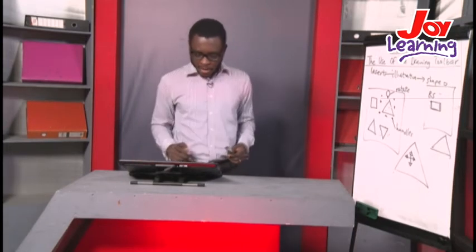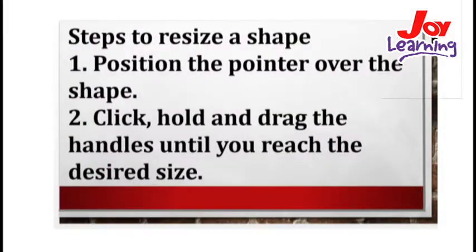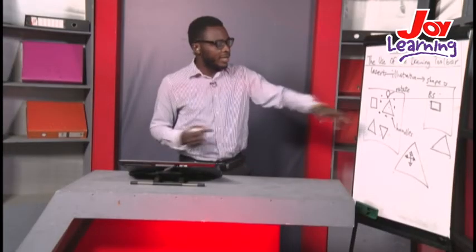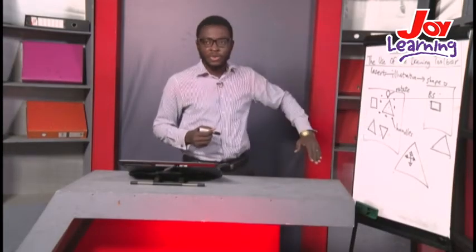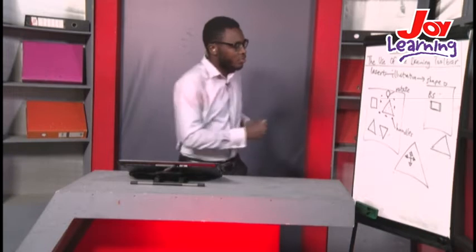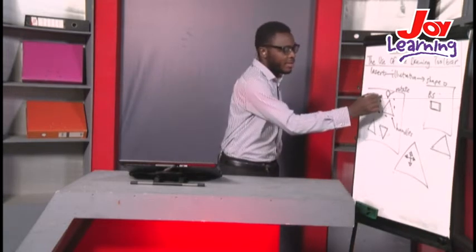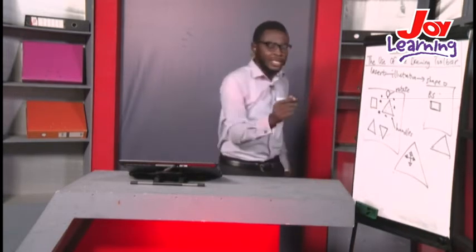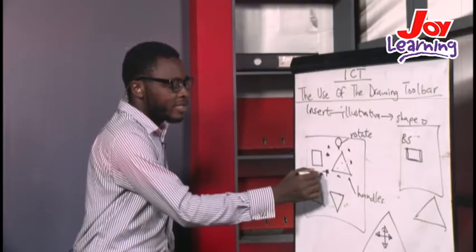Then, how to resize? The handles will help us to enlarge or decrease it. So, position the pointer over the shape. If you select it, it will bring out the handles and the rotate. Then we said click, hold, and drag the handles, as I just said. So if you want to enlarge it to this particular side, you drag this particular handle here. If you put the cursor on it, it will turn to the resize cursor.